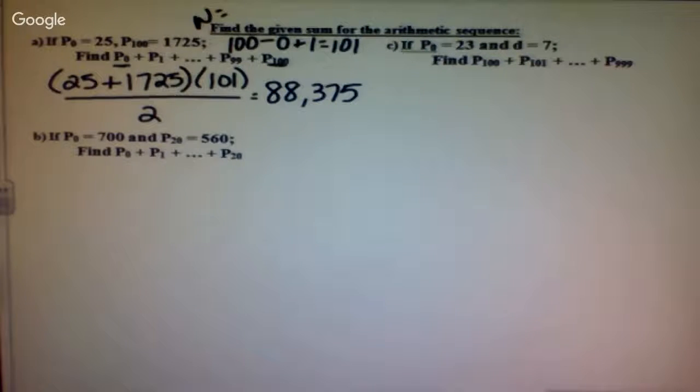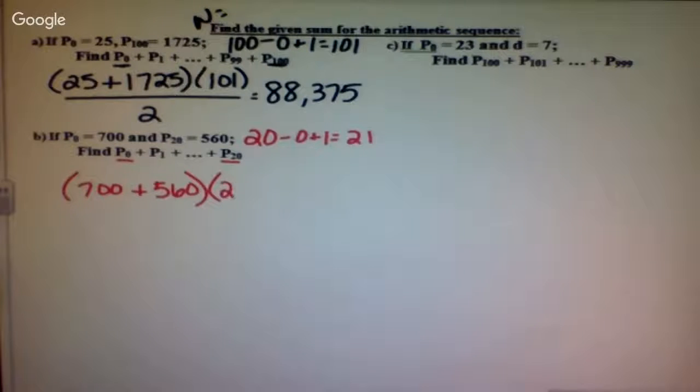Okay. P sub 0 is 700 and P sub 20 is 560. They want us to add up the numbers from P sub 0 to P sub 20. So what's my first number? What's my second number, or my last number, 560? And how many numbers do I have there? 21. Again, 20 minus 0 plus 1. So there are 21 numbers there. And divide that by 2.